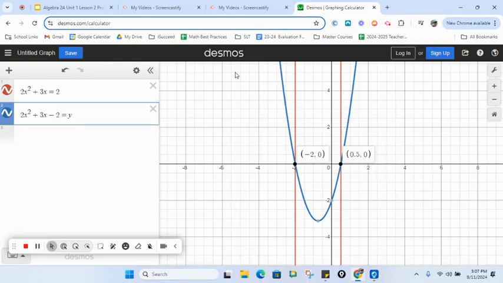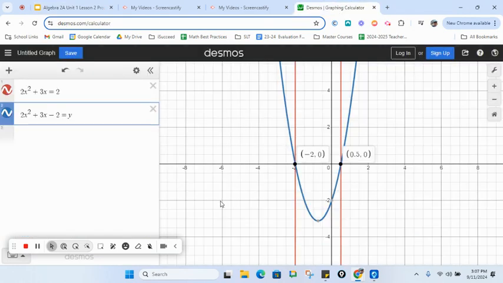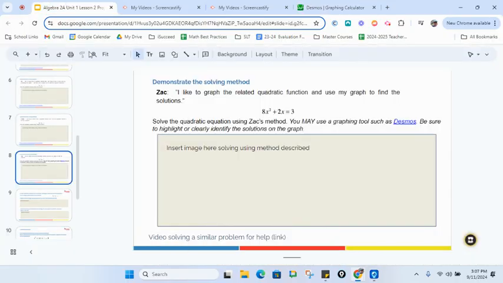So in your graph, or I'm sorry, in your project, you would take a screenshot of this. And please, as the directions say, be sure to highlight or clearly identify the solutions on the graph. So here are my solutions. They are highlighted. I would take a screenshot of this and then upload it into my project.